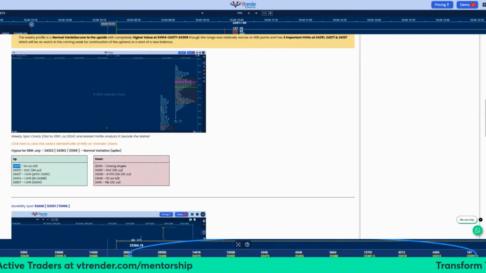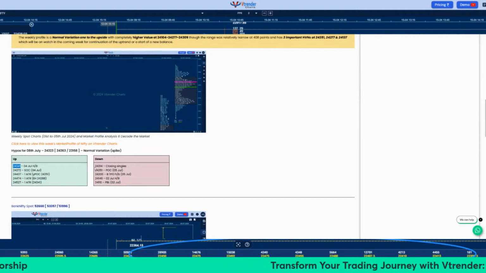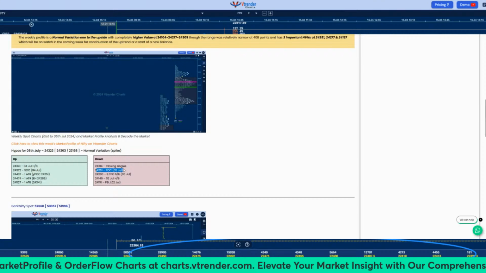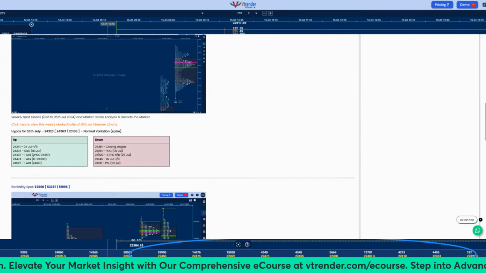And on the downside, we had the closing singles because it was a spike close. We had the singles from 24314 to the extension handle of 24288. And as we saw in the weekly write-up, the HVN was at 24277, and the POC from Friday was at 24251, which was an important support expected. So on a break of this, we could have gone for 24200 and 24146 levels in spot.